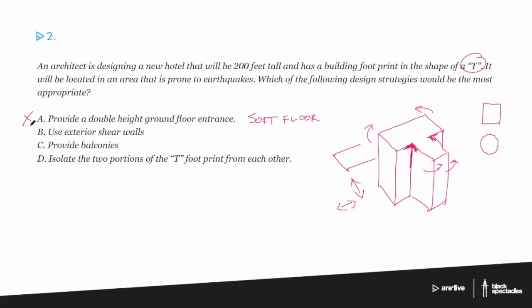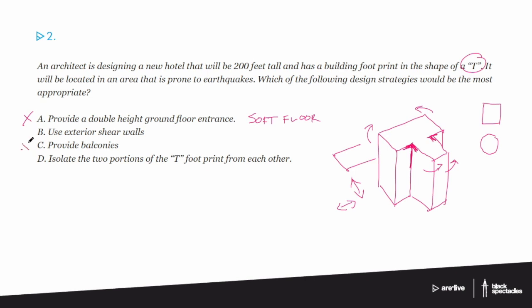All right. Provide balconies. It's not doing anything. It's not helping us, it's not hurting us. That's like a null answer. I mean, it's great if you're trying to barbecue some ribs or something, but not really helping us in any other real way. Right. So we're going to get rid of that.